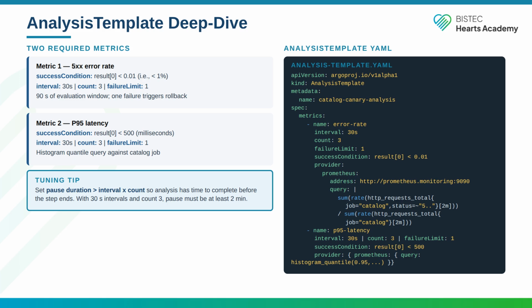The interval 30s and count 3 configuration means the template evaluates every 30 seconds and requires 3 consecutive failures before taking action. This prevents a single noisy data point from triggering a rollback on what might be a transient spike. The failure limit 1 means after 1 failed evaluation period, the analysis run transitions to the failed state, which Argo Rollouts detects and converts into a rollback.